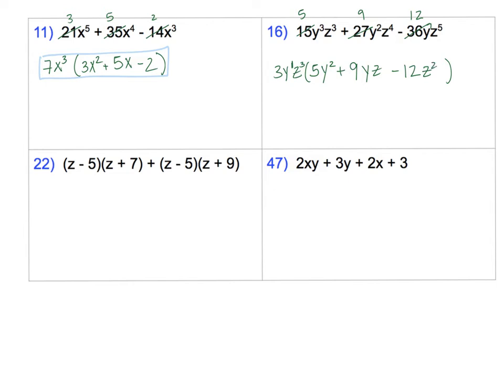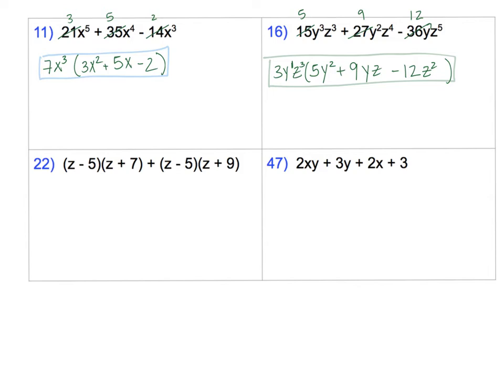And that's really all that I can do here, because 5, 9, and 12 don't really have anything in common, and they all have different amounts of variables now. So that's it for number 16. By the way, these are homework problems from the textbook that I'm picking out for us to try out.